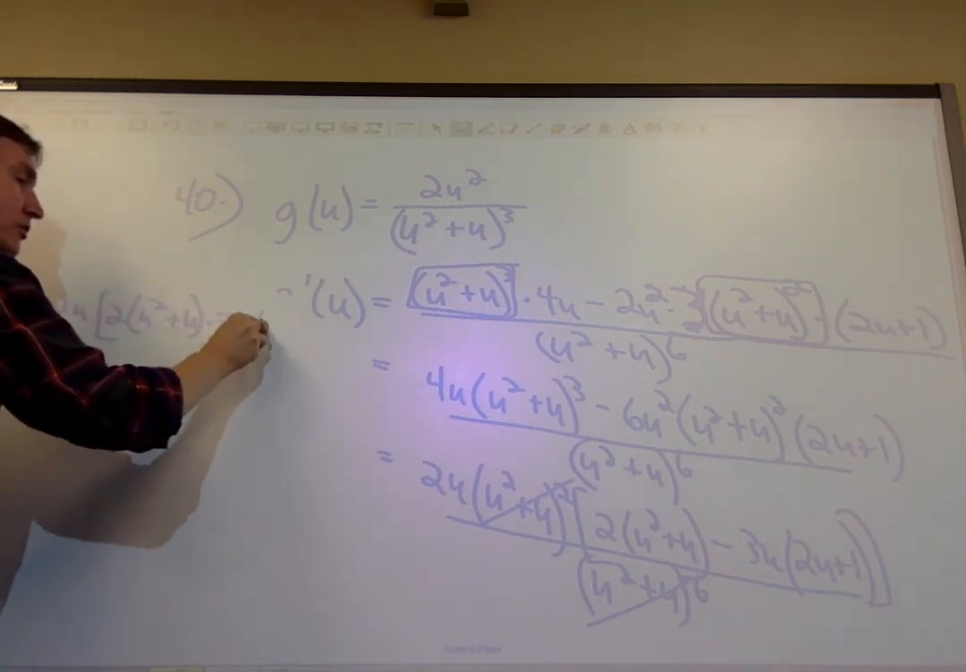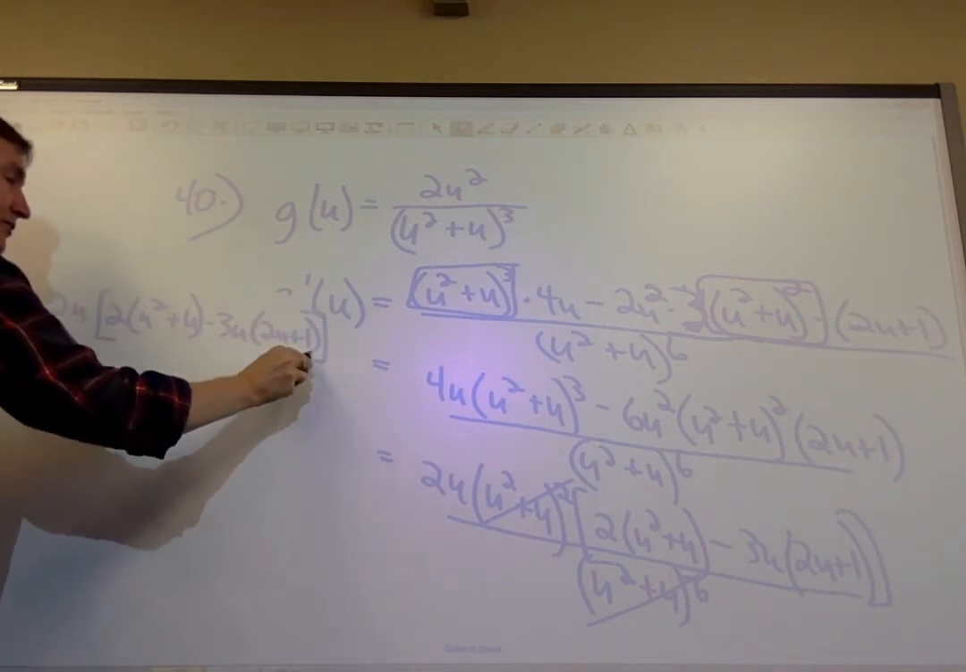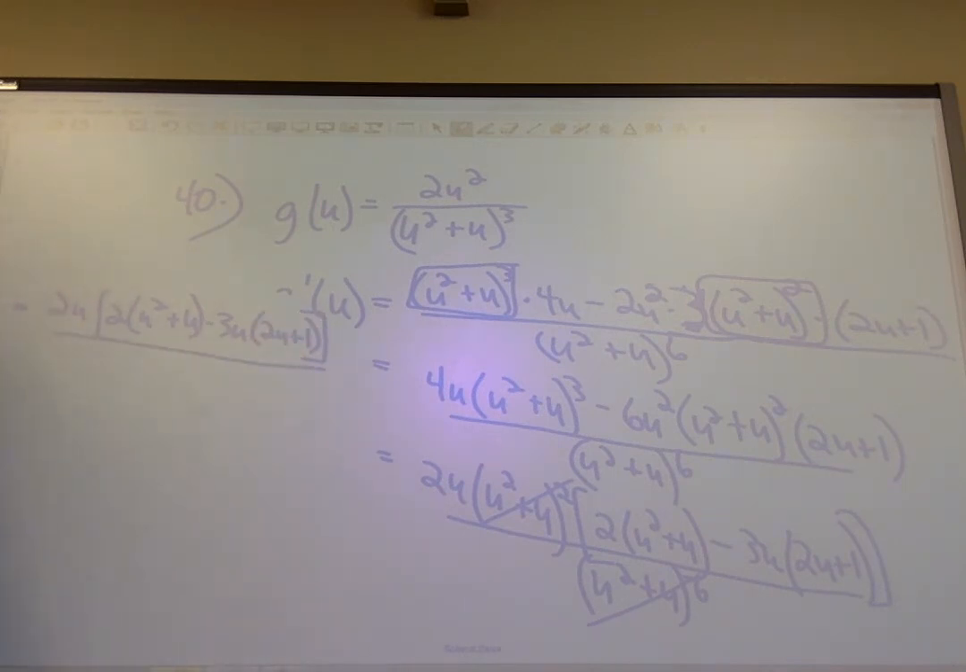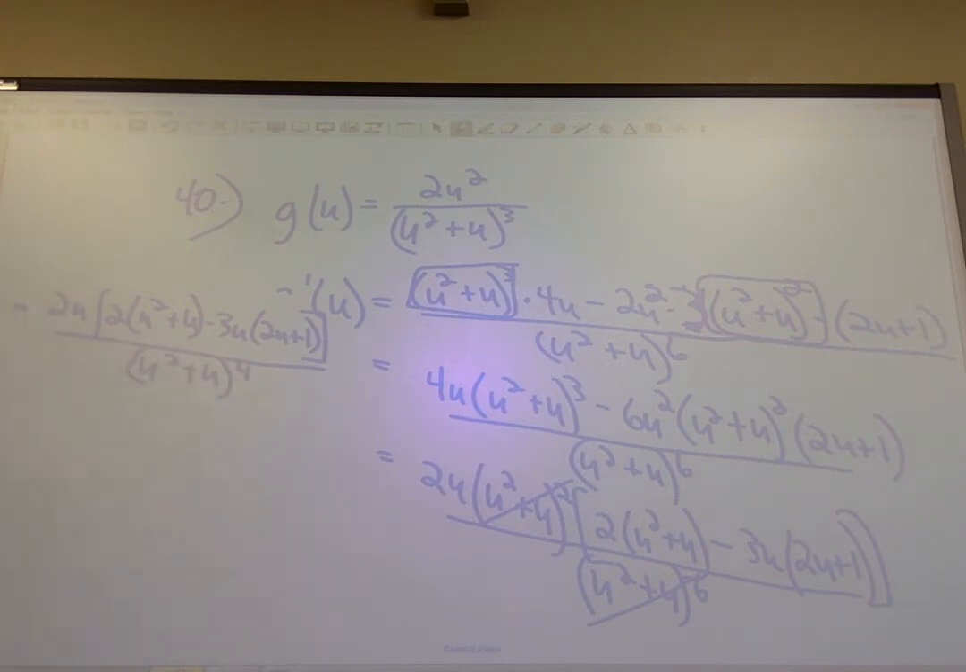3u, 2u plus 1, in brackets, over u squared plus u to the 4th. That looks a little better, but not a lot. Then they might distribute in the brackets and simplify further. You see where I'm going with that? That could go on all day, couldn't you? You just try to make it usable.